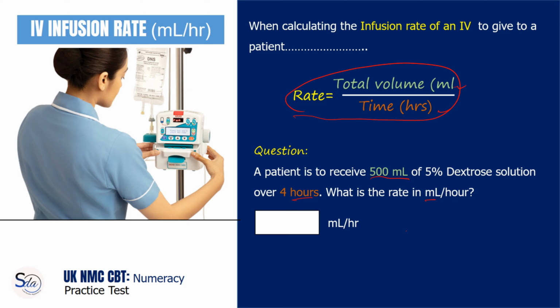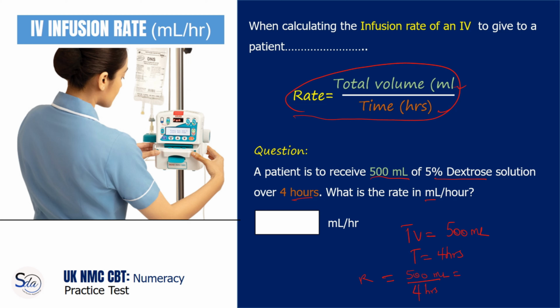Total volume, which I'll represent with TV, is equal to 500 ml of 5% dextrose, as stated in the question. Now let's pick up the time in hours, that is 4 hours. To calculate the rate, you have to punch these figures into the formula. Rate is equal to total volume, which is 500 ml. Always remember to add the unit so that it makes it easier for you, all divided by 4 hours.